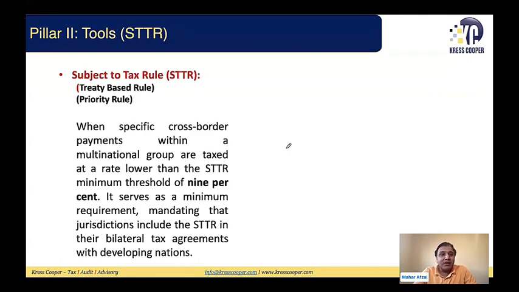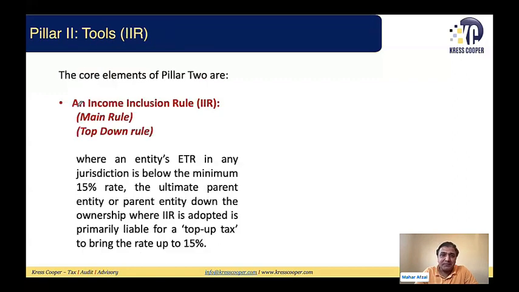Now the subject to tax rule, as I said: if the country that is providing the services is generating revenue and income, and that income is not subject to tax in its own jurisdiction, then the country where these services are being provided has the right to withhold the tax. We'll look into this example as well. This is why it is called a priority rule. Why is it called a priority rule? Because this rule falls before IIR and before UTPR.